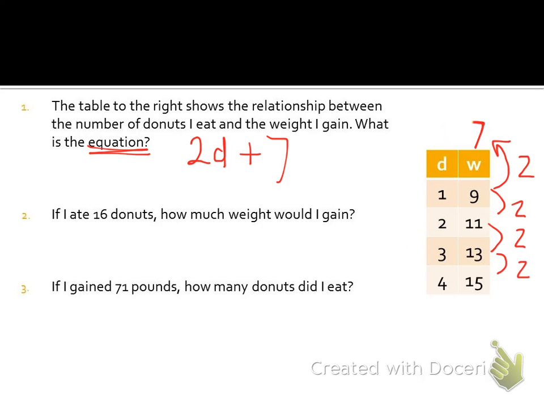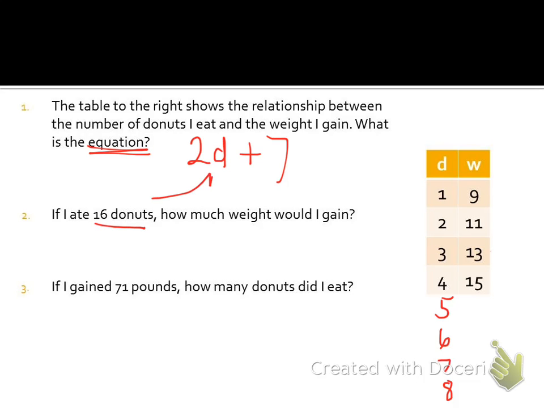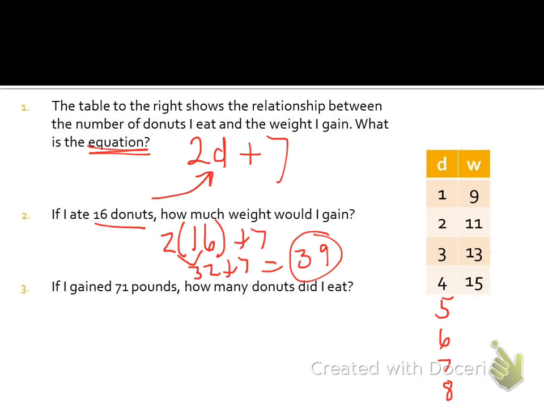Now, if I ate 16 donuts, how much weight would I gain? Here's where a lot of you guys are going to take forever on the quiz. You're going to go 5, 6, 7, 8, all the way down to 16 to see the answer. I'm going to make it easier. That's donuts. So I'm going to say 2 times 16 plus 7. 2 times 16 is 32 plus 7 equals 39 pounds. That's chubby. I'm not going to eat 16 donuts.